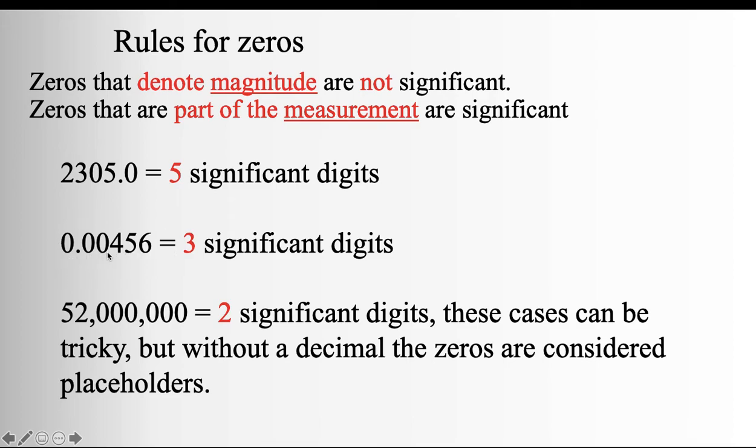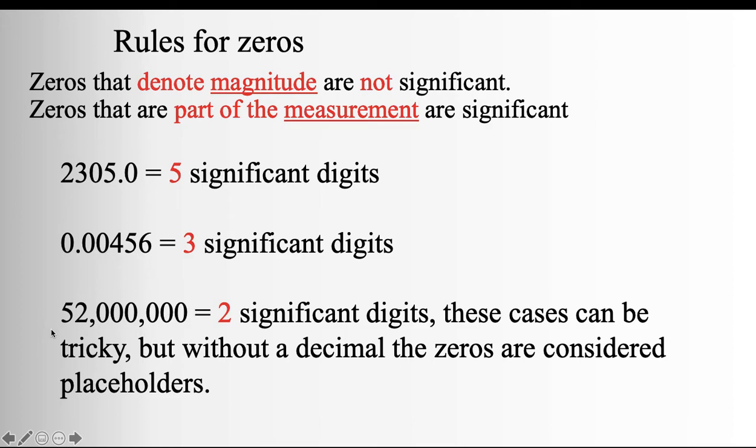I have 0.00456. Well, these 3 digits over here are non-zero digits, so they're all significant. These zeros over here are called leading zeros. They are not significant. They just hold a place there. I could take this number and I could write it as 4.56 times 10 to the minus 3, which means that I get rid of these zeros and I have only 3 digits that are significant. So this number has only 3 significant digits. These zeros then I can get rid of because they're called leading zeros.